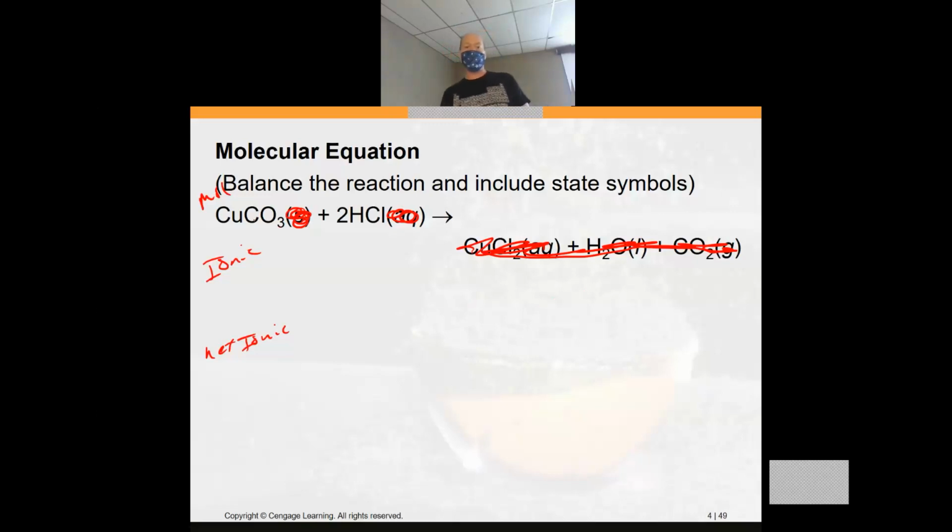Here you have to know that your CO3 is -2, that's carbonate. So you have your copper that's going to go with your chlorine, and so you're going to have CuCl2. You have your carbonate, which is going to go with your hydrogen, and so you're going to have H2CO3.